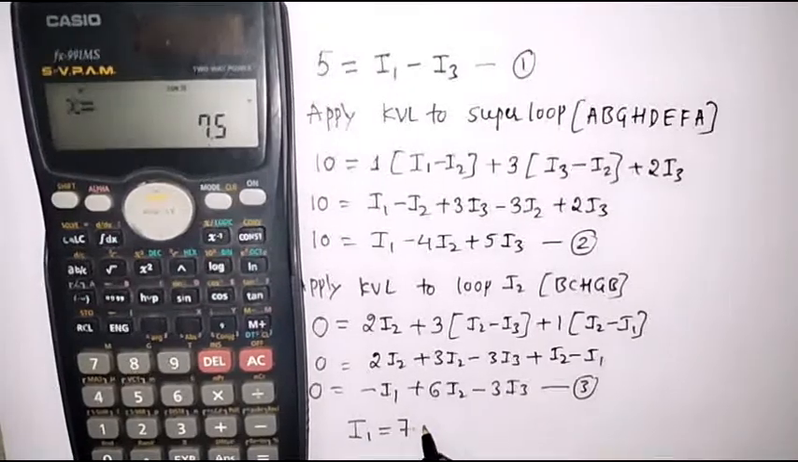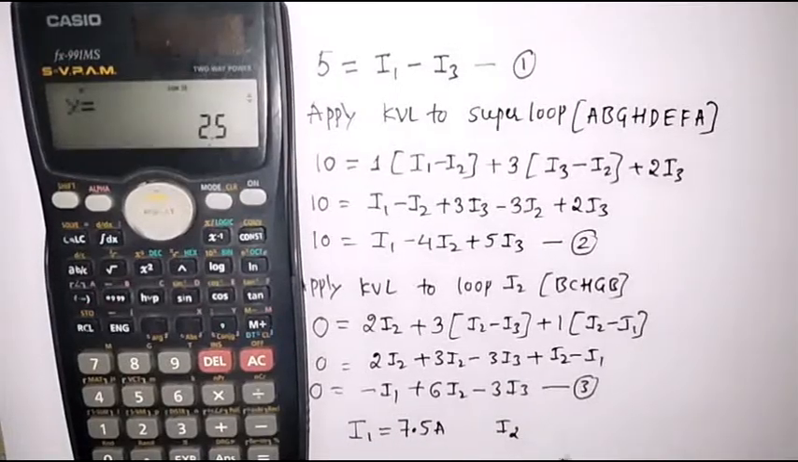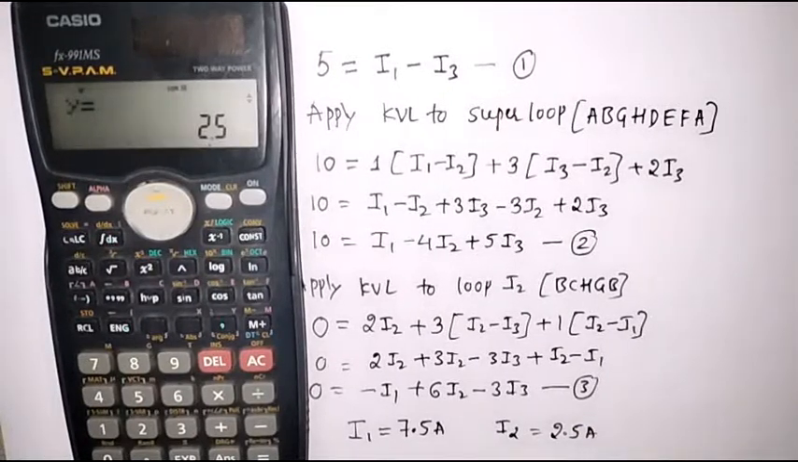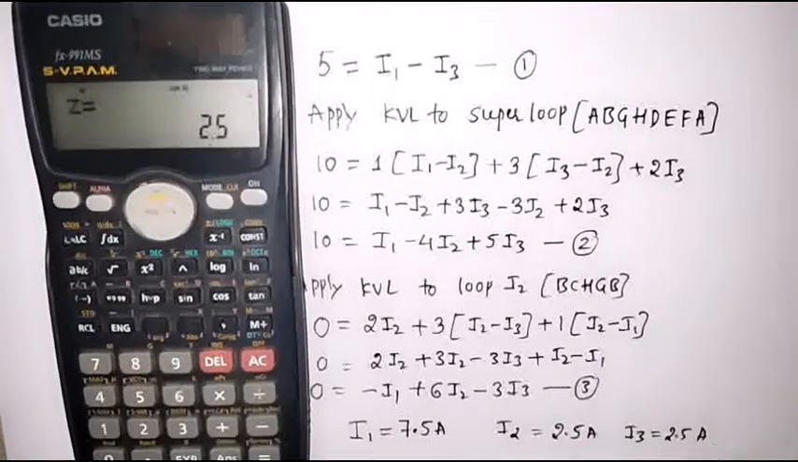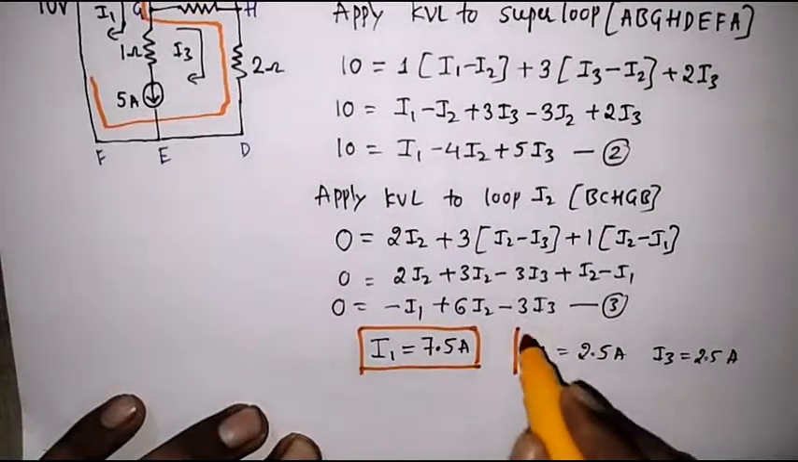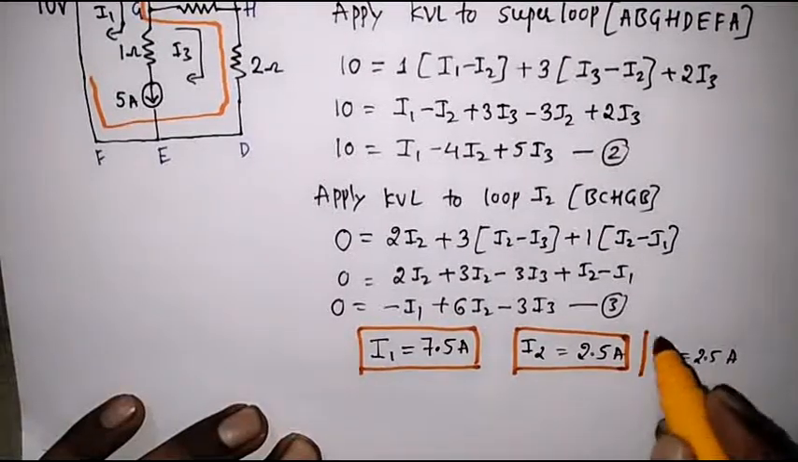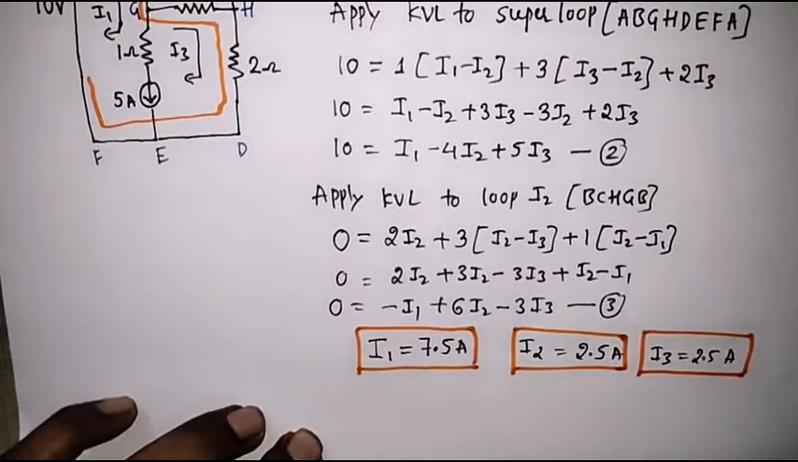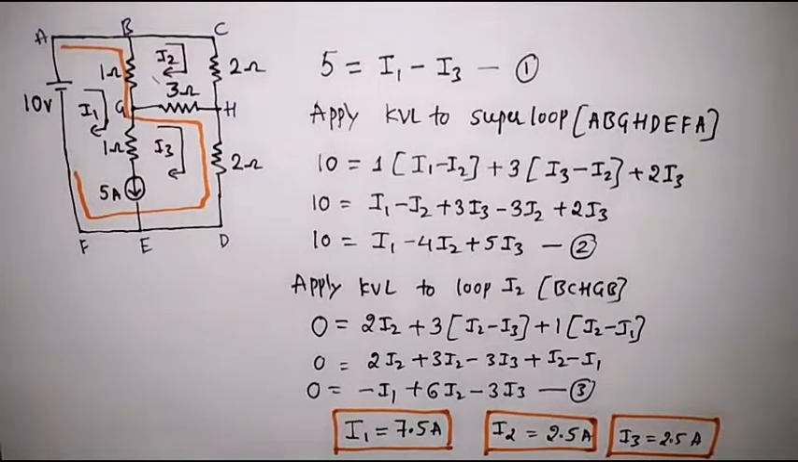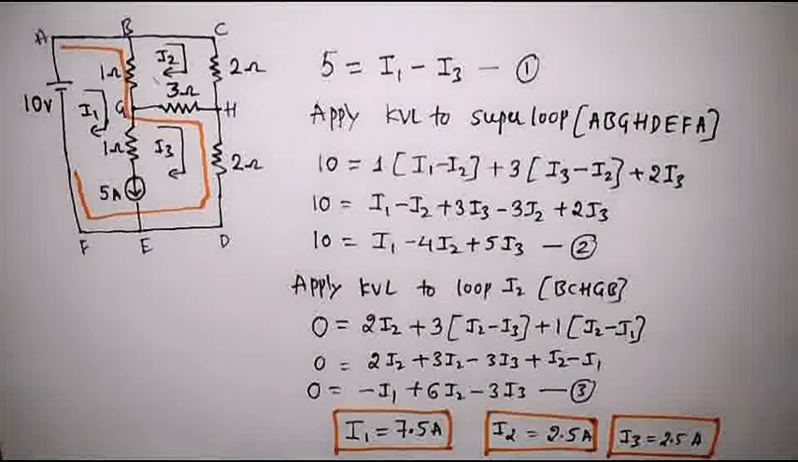Therefore we get I1 is equal to 7.5 amps, I2 is equal to 2.5 amps, and I3 is equal to 2.5 amps. These are the required values. I1 is 7.5 amp, I2 is 2.5 amp, and I3 is 2.5 amp. This is how we need to calculate if there is a current source between two loops.